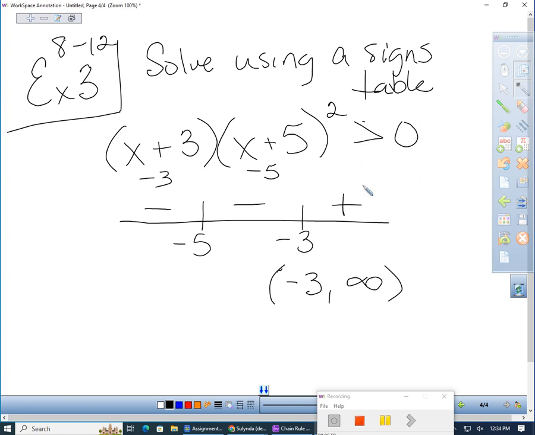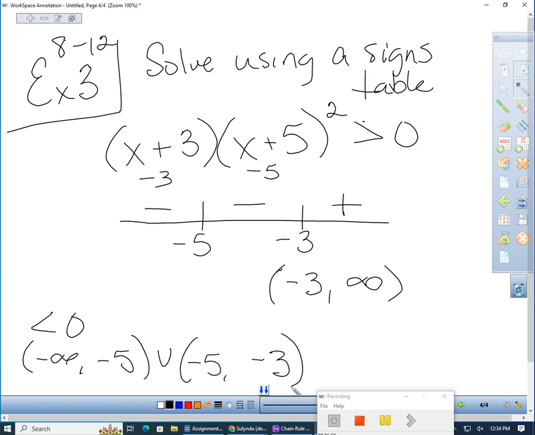If I was doing less than 0, what would it be? Okay, so remember that if this was less than 0, this would be -infinity to -5, and then -5 to -3. Right, there's zeros. If it could equal 0, so let's say I put a line underneath this one, then we could go all the way from -infinity to -3, right? We wouldn't have to stop in the middle. Okay?